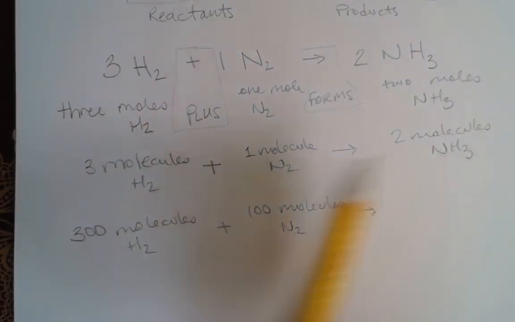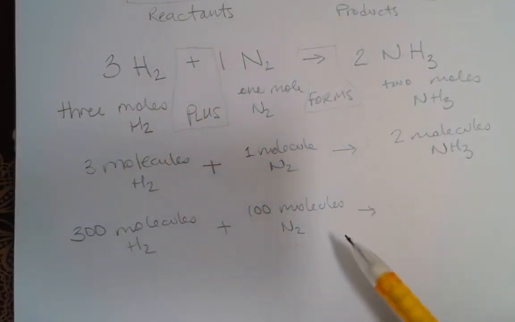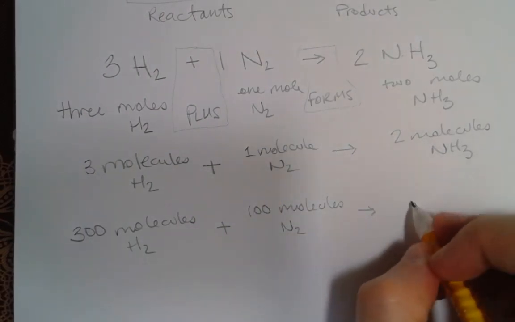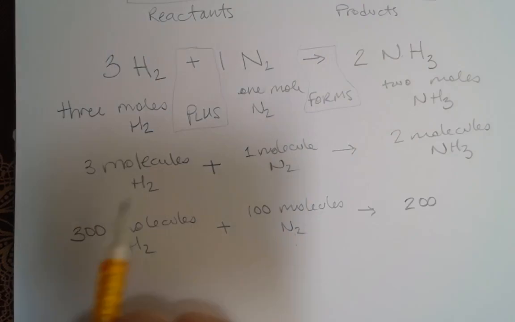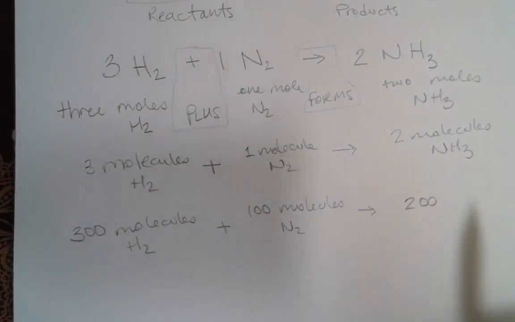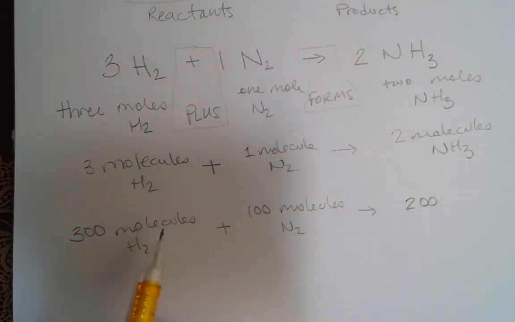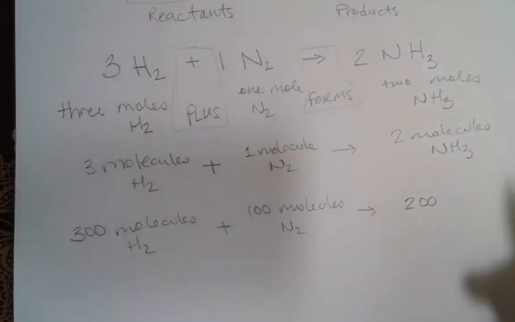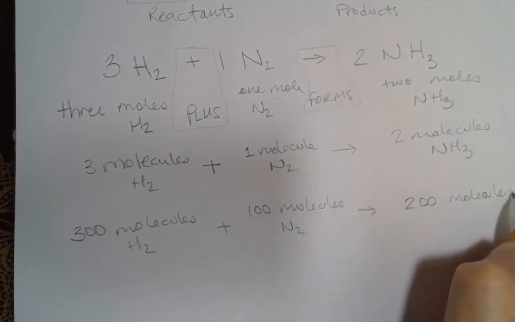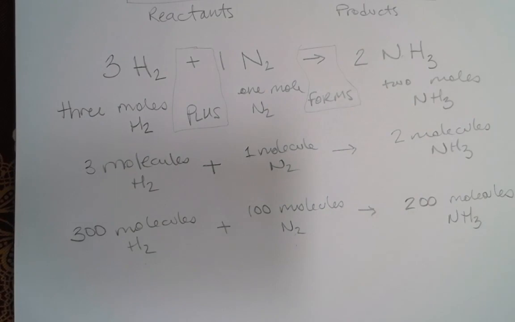We just scaled this picture up by 100 and multiplied that whole deal by 100. Same thing with your product. So 3 molecules of H2 plus 1 molecule of N2 forms 2 molecules of NH3. Scale it up by 100: 300 molecules of H2, 100 molecules of N2, 200 molecules of NH3. Maybe I should have done that first.